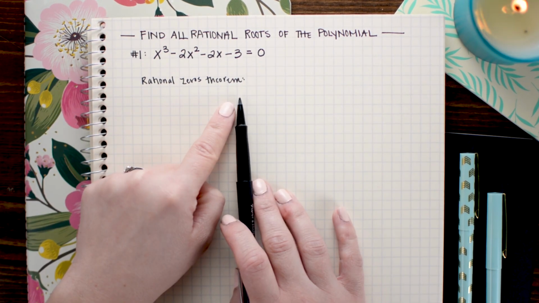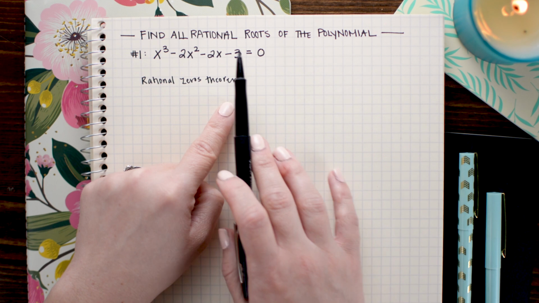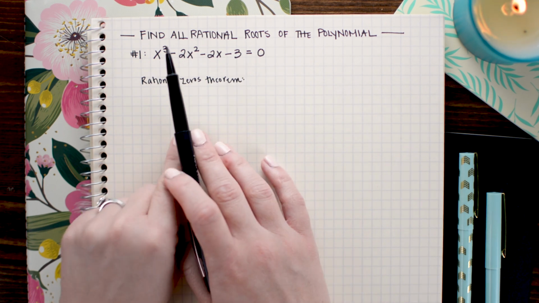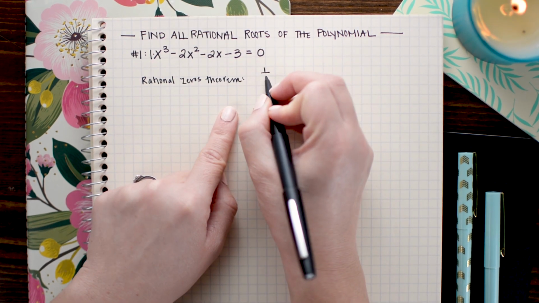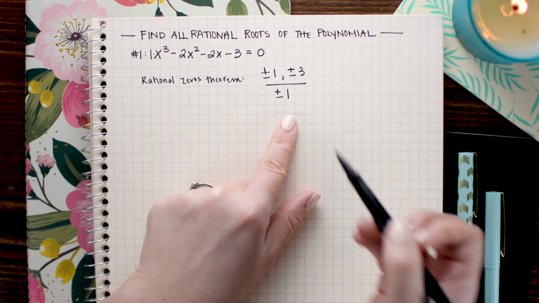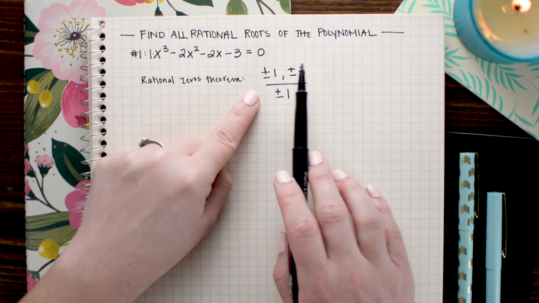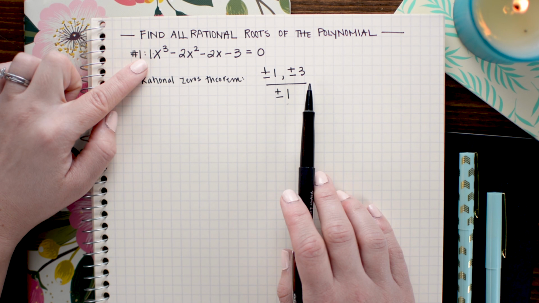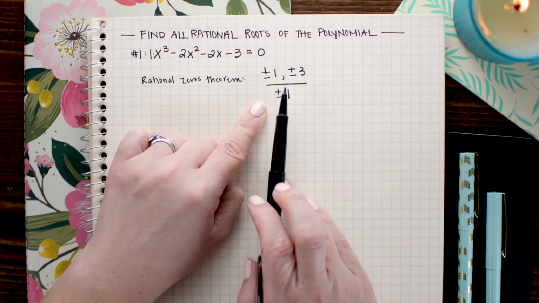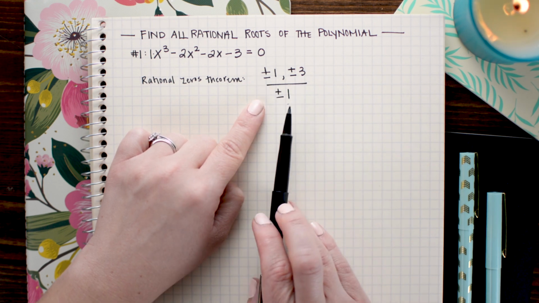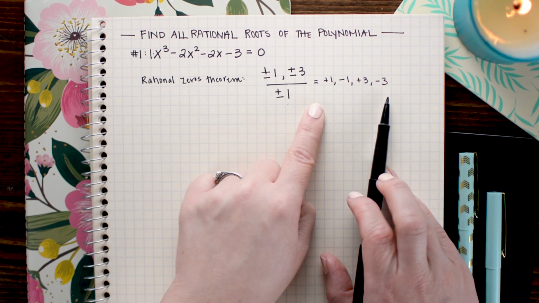Our rational zeros theorem says that all of the rational solutions will come from this list that I'm going to make by taking the factors of 3 and dividing by the factors of 1, since x cubed is the same as 1x cubed. So I'm just going to write it like this to get started. The factors of 3 are plus or minus 1 and plus or minus 3. And the factors of 1 are plus and minus 1. Now I'm going to list out all the combinations I can make by dividing plus and minus 1 and plus and minus 3 by plus and minus 1. These are the values I'm going to test to see if they're a solution.